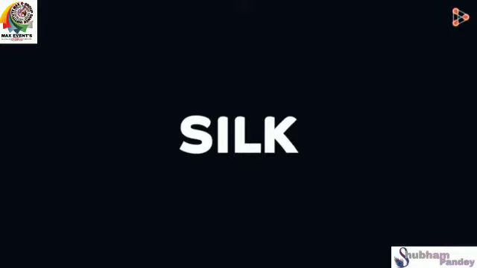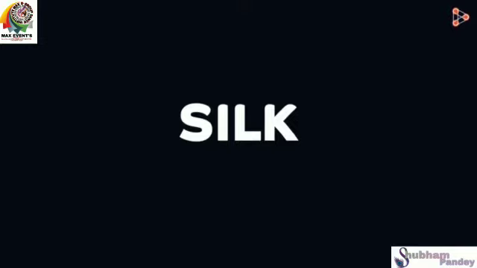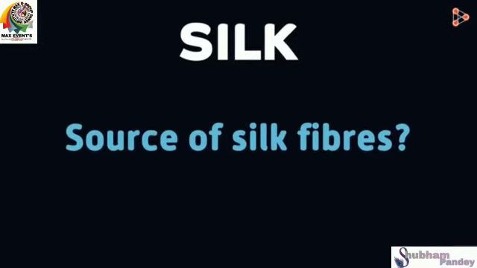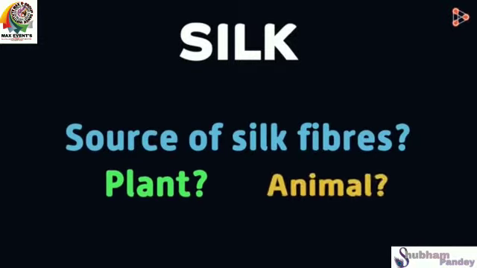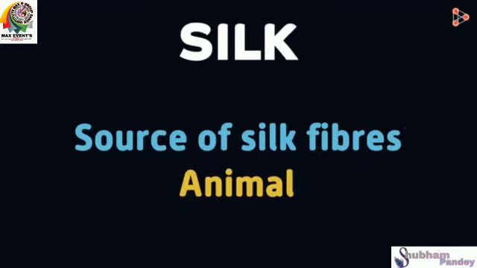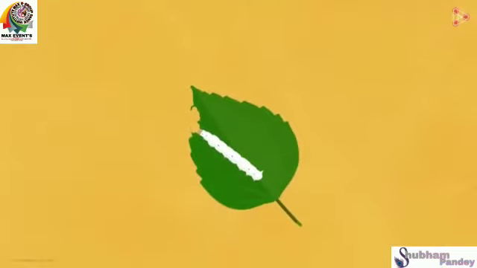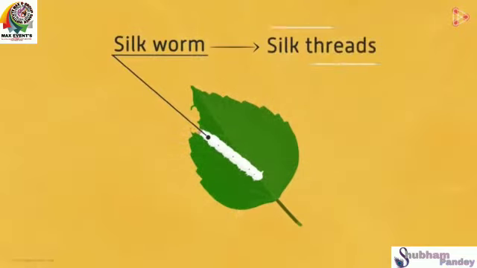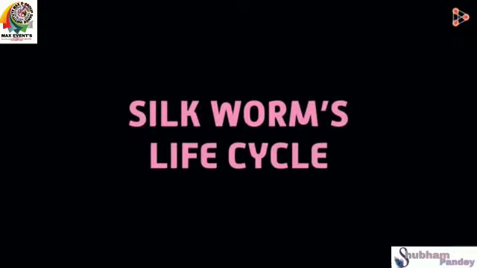Can you tell me the source of silk fibers? Is it a plant or an animal? It's an animal. This small worm called the silkworm gave us silk threads. But how can we get threads from such tiny creatures? And how many threads can this little one give us? Let's get to know the complete process by understanding the silkworm life cycle.